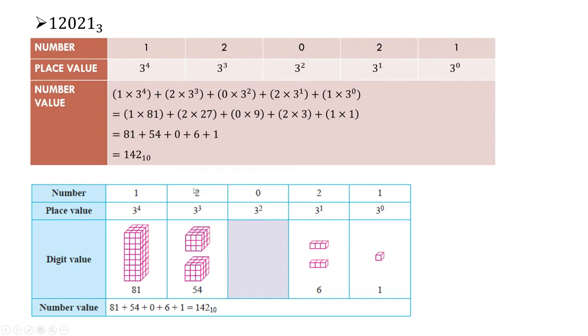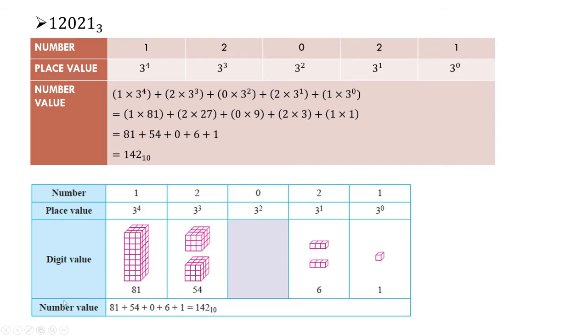This one block represents 3 power of 3. There are 2 blocks because the digit is 2, so times 2 is going to be 54. For this one, 3 power of 4, this one block represents 3 power of 4, which has 81 units in this block. This is 1, and this is only 1 block.